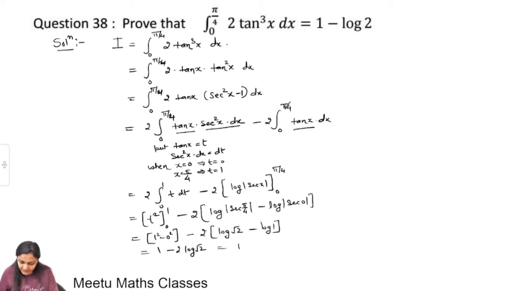And here we can rewrite root 2 as 2 raised to power half. Half will come in front of the log and this will be cancelled, and we will get our answer, that is 1 minus log 2.